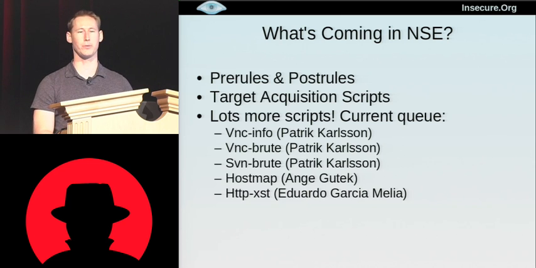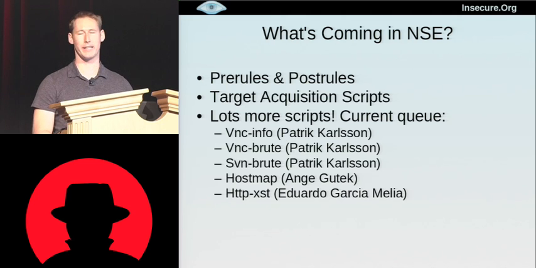Like I said, we're always growing there. I'm not going to discuss them in much depth, but there's a VNC information script, a brute forcing script for VNC, a subversion brute forcing script, a host map script that says for the IP you scanned, it actually uses a third-party database to say, here's a bunch of DNS names that resolve to this particular IP. So for example, with a web hosting server, you can kind of see what all it serves.